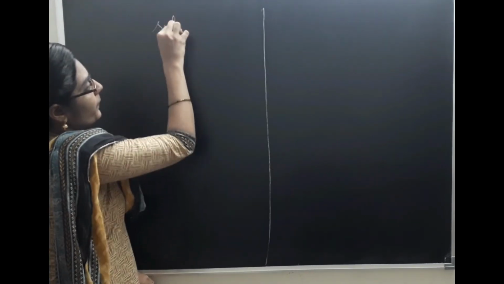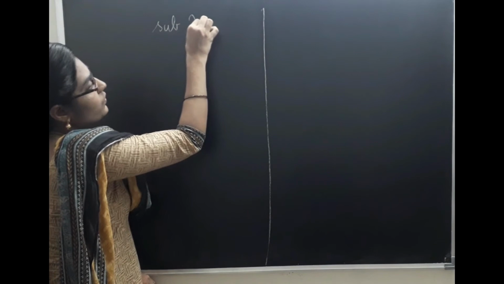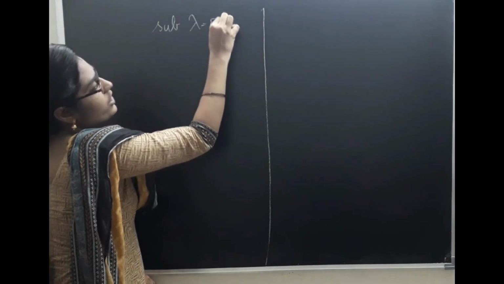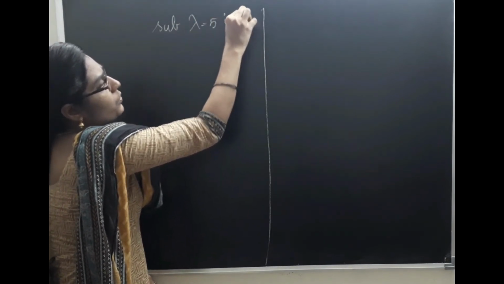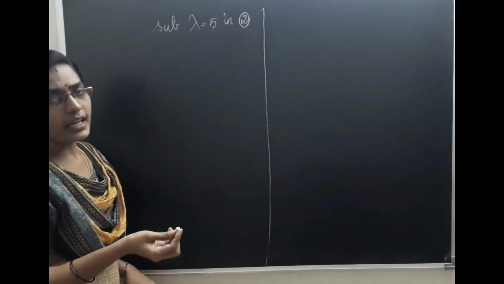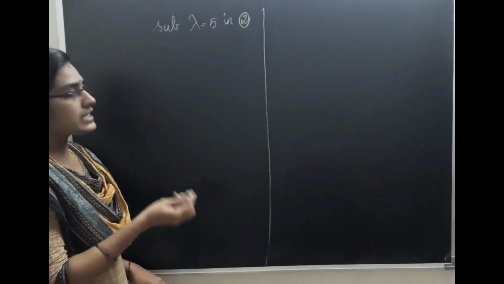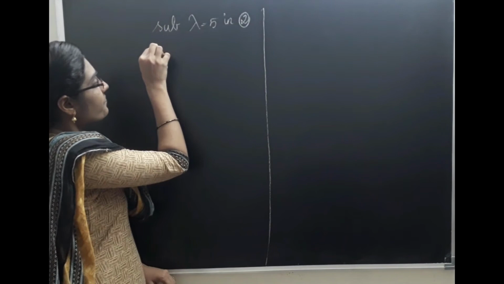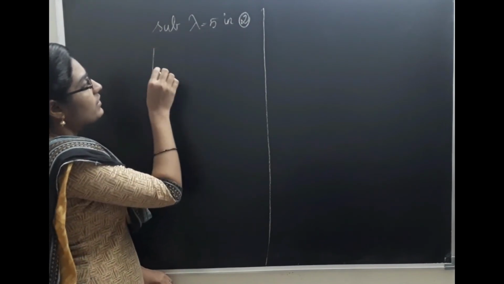Substitute lambda equal to 5 in equation number 2. Equation 2 is nothing but (A minus lambda I) into x equal to 0. First let me write A minus lambda I into x.